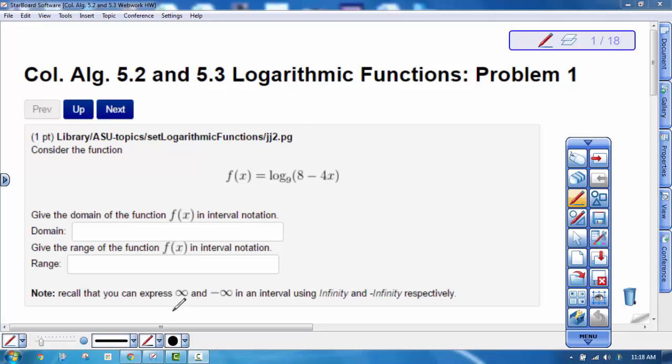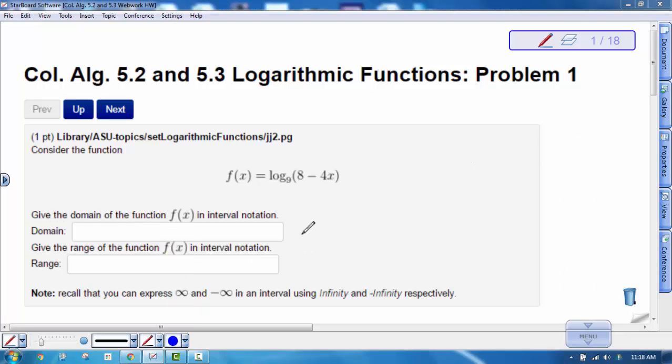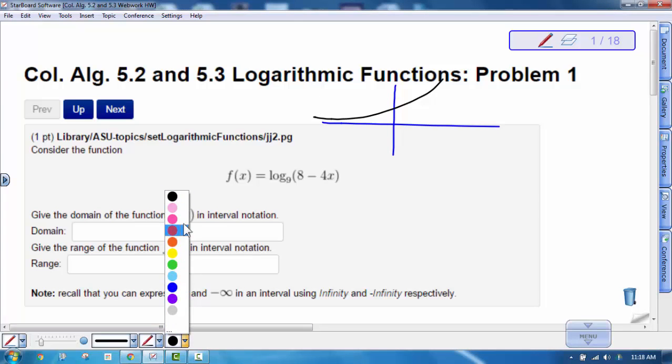Okay, this is 5.2 and 5.3 homework. The first problem gives us a log function. It says give the domain and range. I know this is really tricky, but we know that exponential functions look like this. Okay? Log functions then are reflections over the line y equals x. So log functions actually look like this.